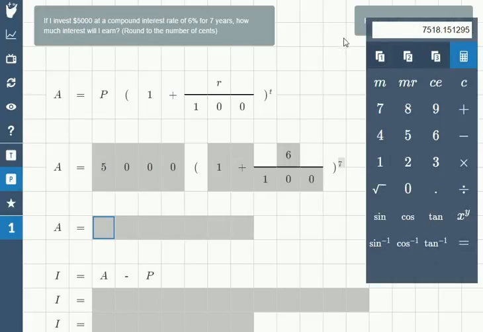So we need to round this to 2 decimal places because we need to round it to the number of cents. So if we look at the third decimal place, we can see that it's a 1, which means we should leave the second decimal place as it is. So our final answer will be $7,518.15. So let's put that into the answer boxes.